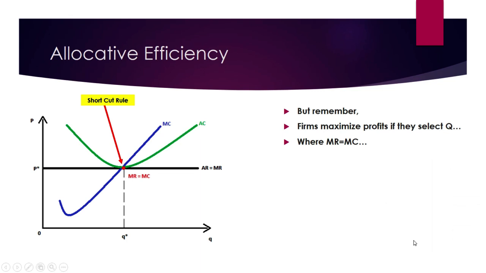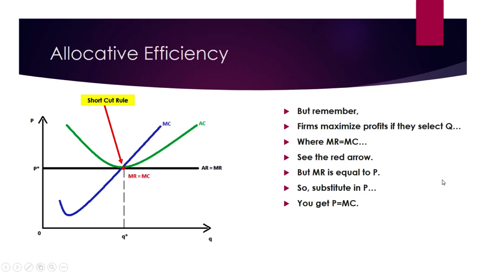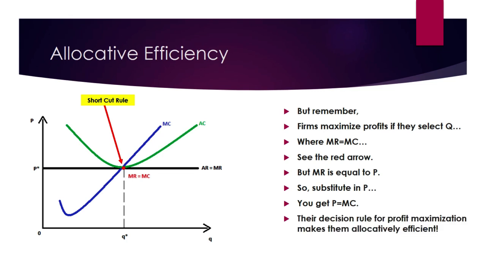All right, so remember, that's our shortcut rule. Marginal revenue equals marginal cost. So remember what we said. Look at the red arrow, and we see that price equals marginal revenue, right? That's that horizontal demand curve, that price line, the black line. So if marginal revenue equals price, then all I have to do is plug in price in for marginal revenue, and that gives me price equals marginal cost. So we are allocatively efficient. So when we use this decision rule, guys, we get allocative efficiency. That was a little long-winded, but hopefully you followed all that.